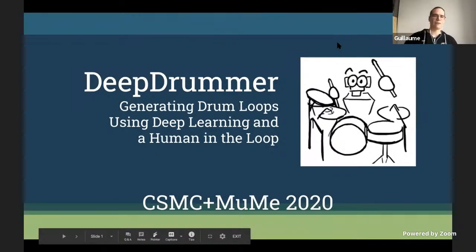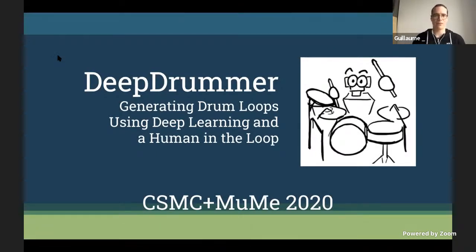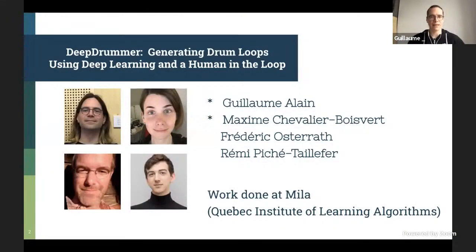Hi, everyone. My name is Guillaume Alain, and I am going to be presenting our paper called Deep Drummer, Generating Drum Loops Using Deep Learning and Human in the Loop. This is work by the four of us at MILA, the Quebec Institute of Learning Algorithms, aka Yoshua Bengio's lab. On the top row here, there's myself and my co-first author, Maxime. In a way, we started this project with the intention of writing something that composes electronic music, but we ended up in a different place.